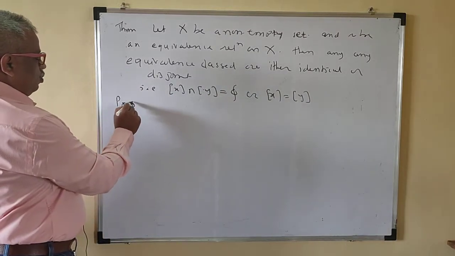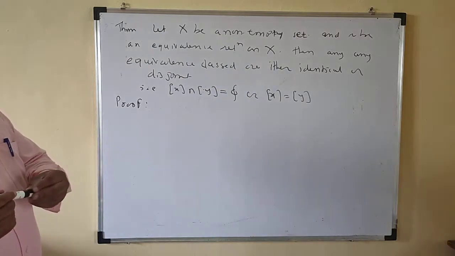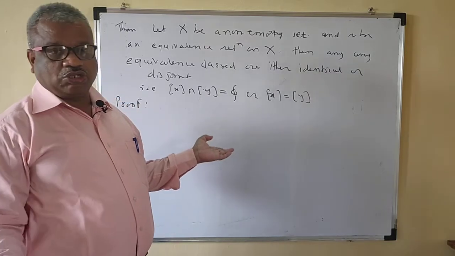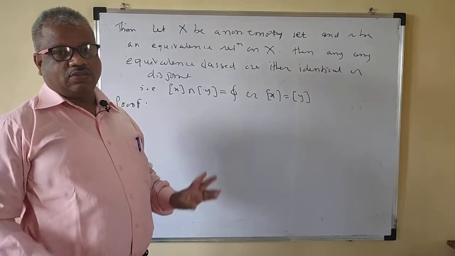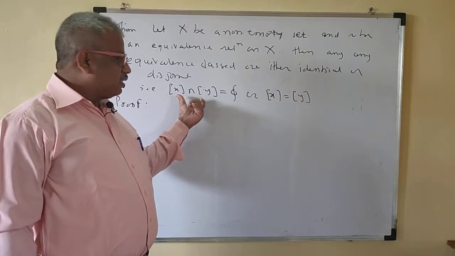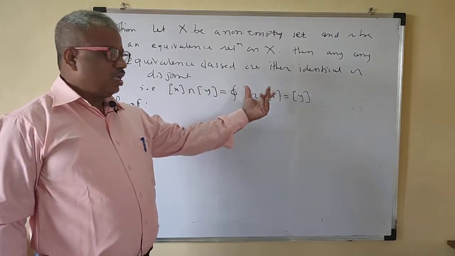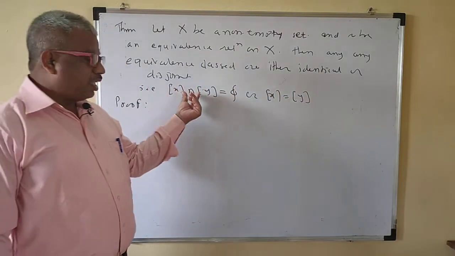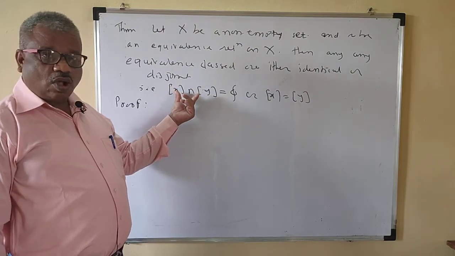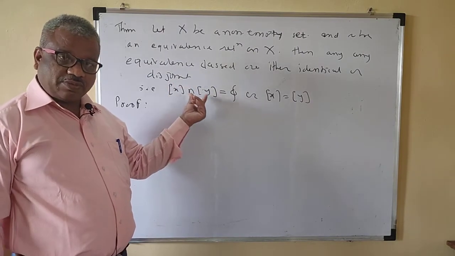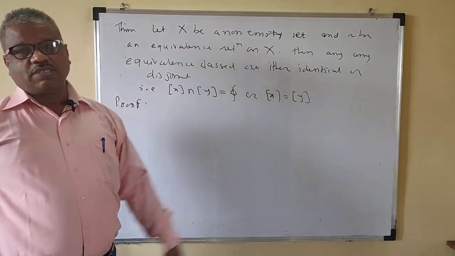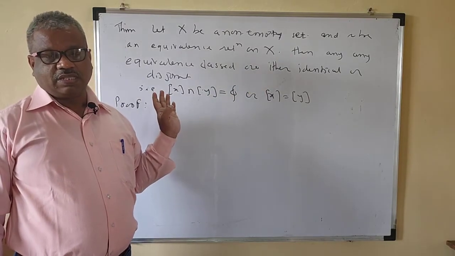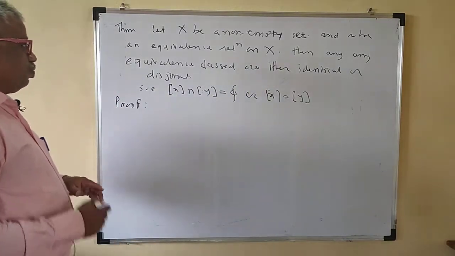So we will prove this. If you take any two equivalence classes, they are either identical or disjoint. Disjoint means they don't have a common element, so their intersection is empty. If their intersection is empty, then the equivalence class of X is not equal to the equivalence class of Y. If there is a common element in the equivalence class of X and the equivalence class of Y, then the equivalence class of X is the same as the equivalence class of Y. That means if the intersection is not empty, then the two classes must be the same. This we want to prove.